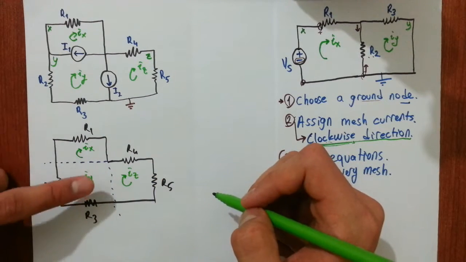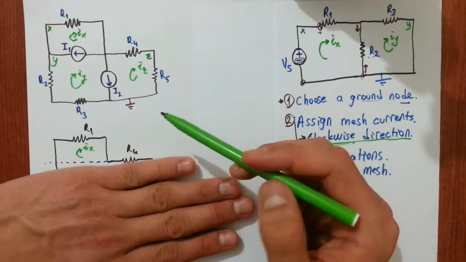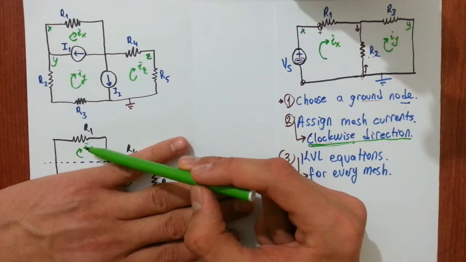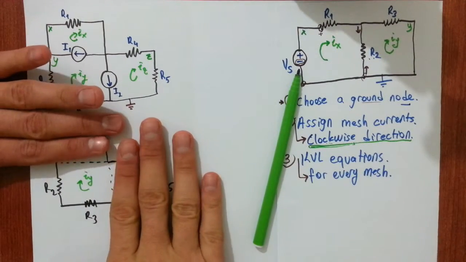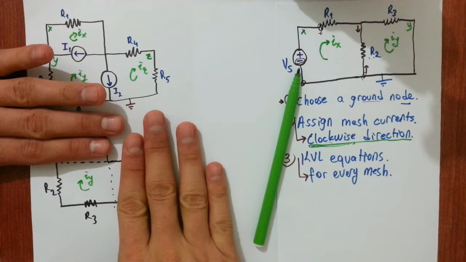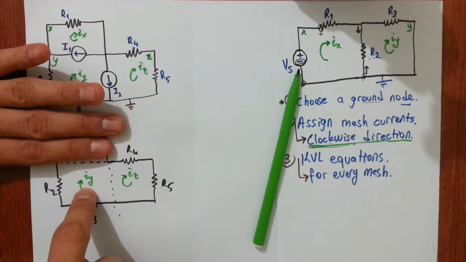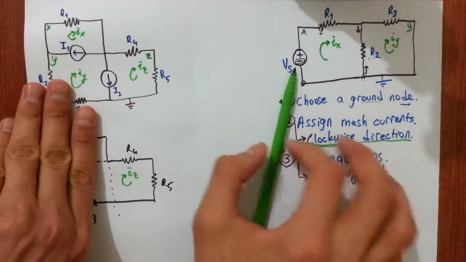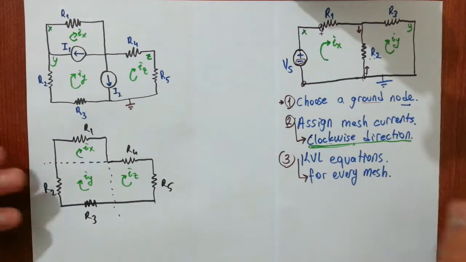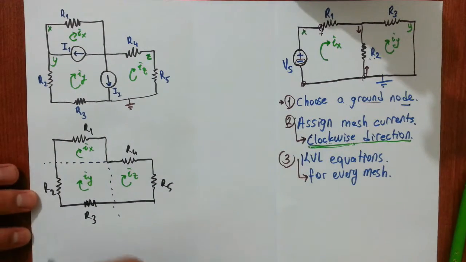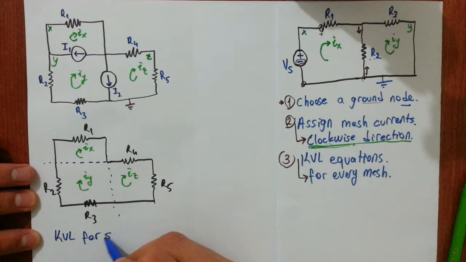So when we write down KVL in this part, we will take the current as IX. When we write down KVL in this part, our current will be IY, and in this part our current will be IZ. So let's write KVL for the supermesh.